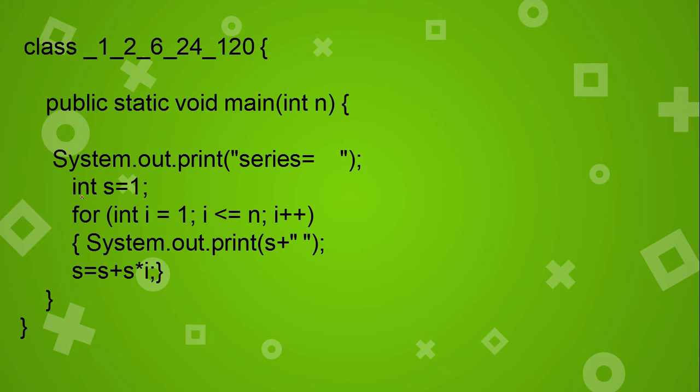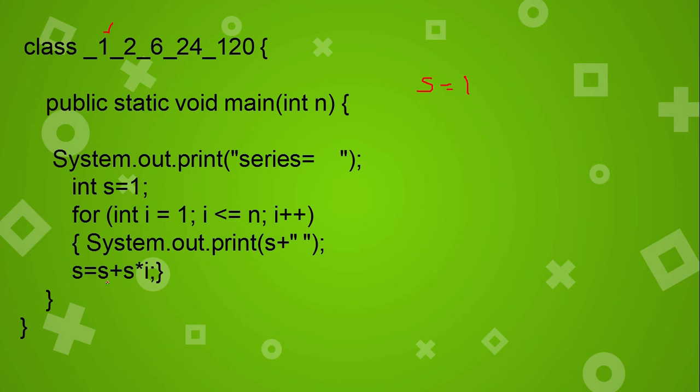Now let us start our program. Int s is equal to 1. See, what is the value of s? S is equal to 1. I am starting my loop. What is the value of i? 1. 1 less than or equal to n? It's correct. Coming here and printing s. So what will be printed? 1 will be printed.